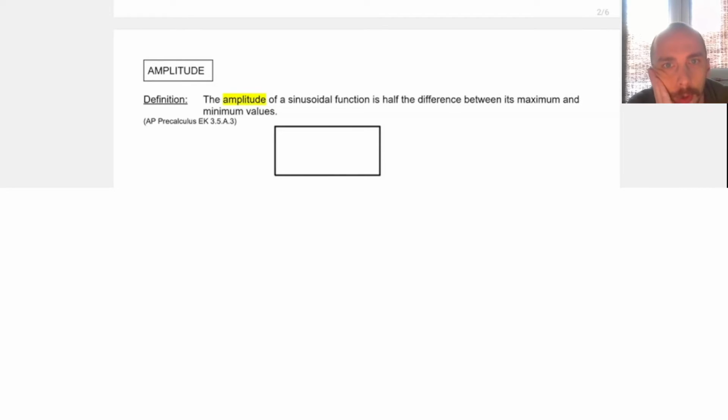Right, now before I end this video, I want to just talk to you about a couple things. First, the window pane graphing technique for sine and cosine. We're going to get started with that. And then also a couple more vocabulary pieces beyond period and a sinusoidal function. So the amplitude of a sinusoidal function is half the difference between its maximum and minimum values.